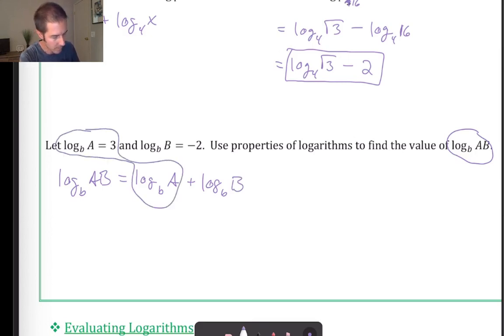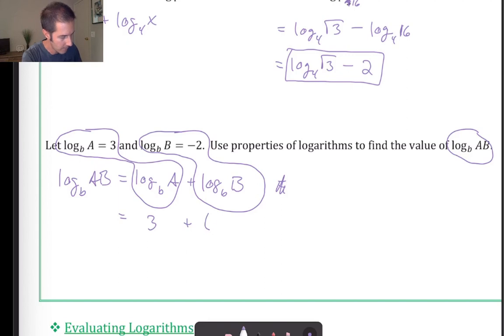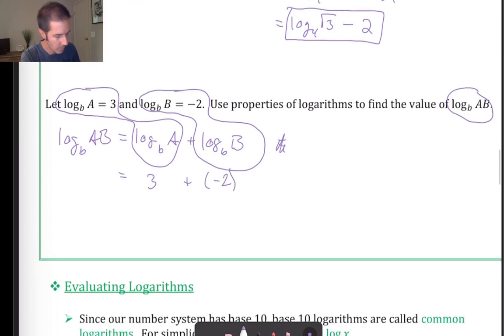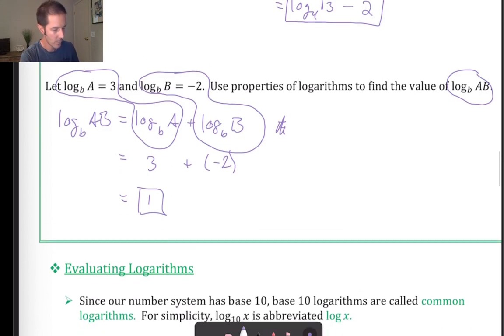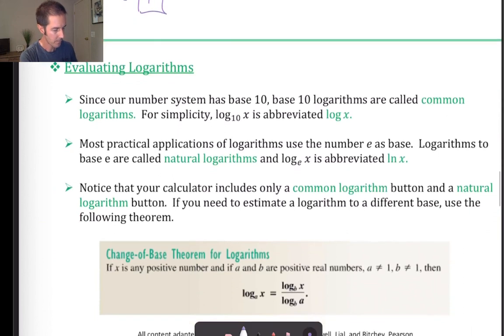Log base b of A is equal to 3. Log base b of B is equal to negative 2. So instead of the equal sign there, let's put it here. This is a 3. Here's a plus. This evaluates to negative 2. And we're stuck with arithmetic, which we can handle. Even I can do that in my head, and I get a final answer of 1. So just different ways of compelling you to use the properties of logarithms. That's product rule and quotient rule. We didn't use the power rule yet, but it's coming.